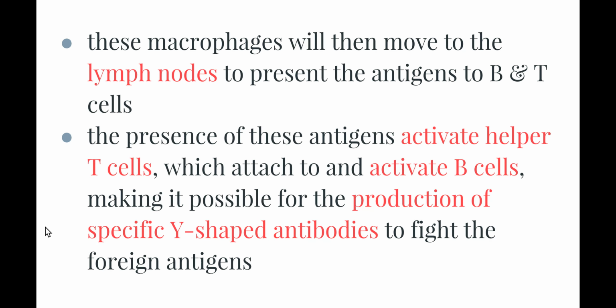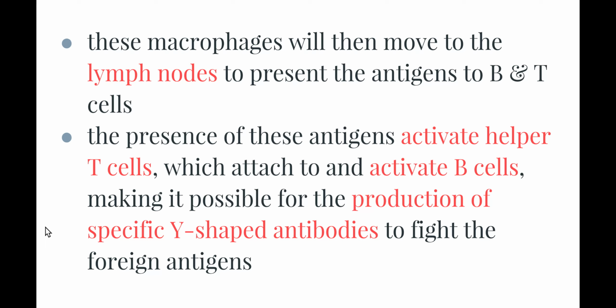The macrophages that have undergone the process of phagocytosis and are now showing the antigen on their surface will move to the lymph nodes in the lymph system to present the antigen to the B and the T cells. Remember, the lymph nodes are part of the lymph system where the B and the T cells just hang out waiting for the action.